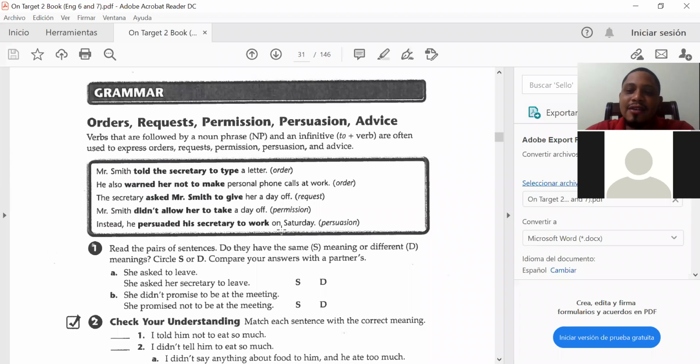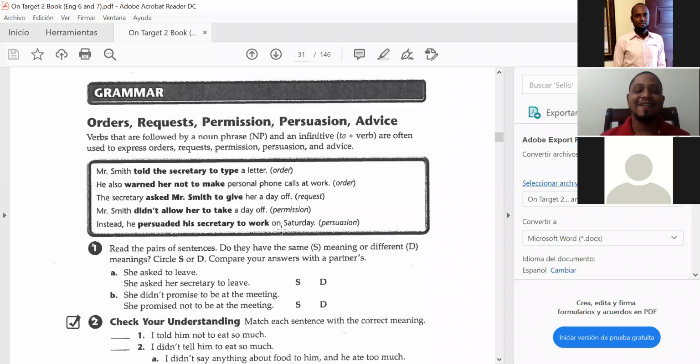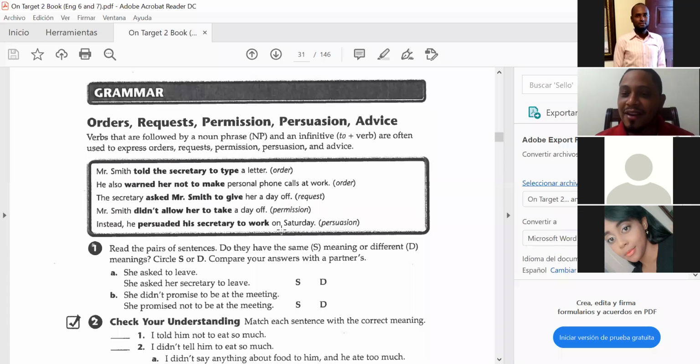What do you say, Danny? Mr. Smith. Oh no, it's about what you read. Okay. The secretary. The secretary, right? Yes. The secretary. Very good. Now, one question for you, Danny, if you know you can answer. Can you read the whole sentence now, Danny? Yes, it says, Mr. Smith told the secretary to type a letter.